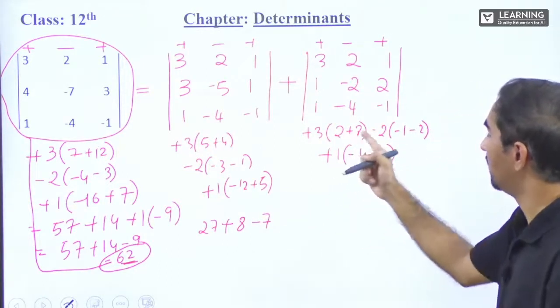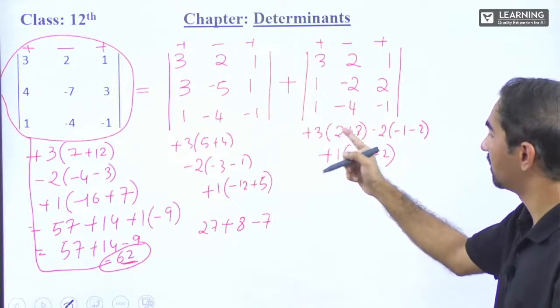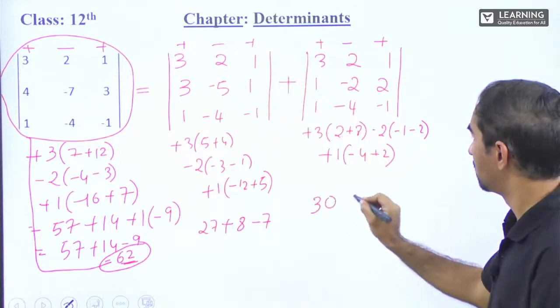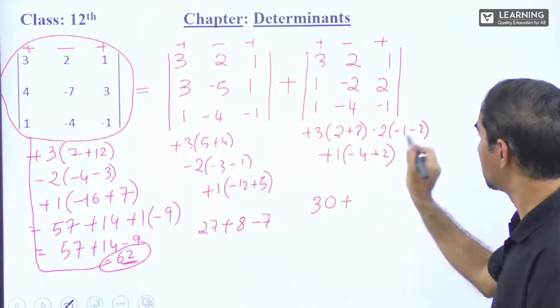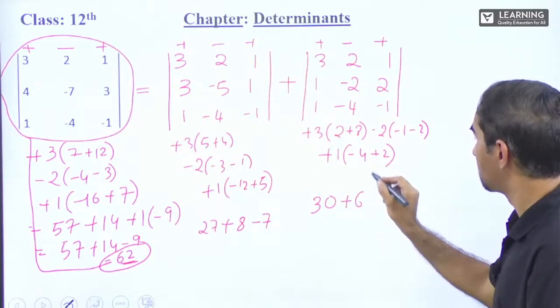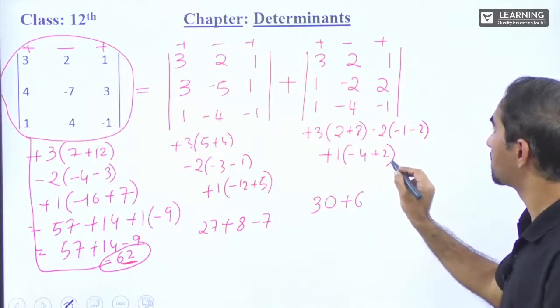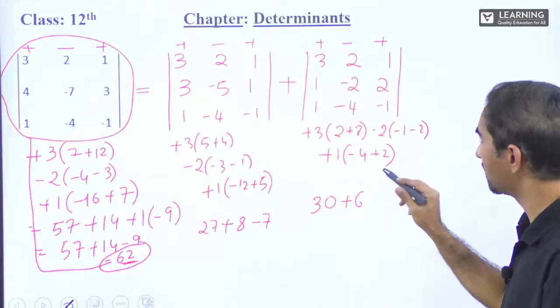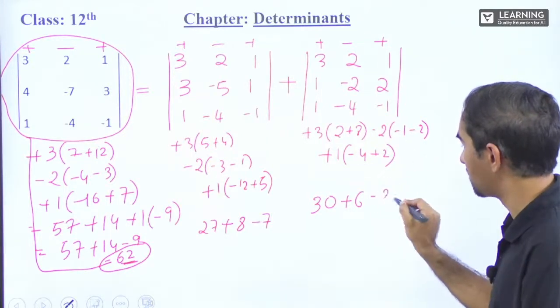Same thing here. 8 plus 2 is 10. 10 into 3 is 30. Minus into minus will become plus. 3 2s are 6. Minus 4 plus 2 will give us minus 2. Minus 2 into 1 is minus 2 as it is.